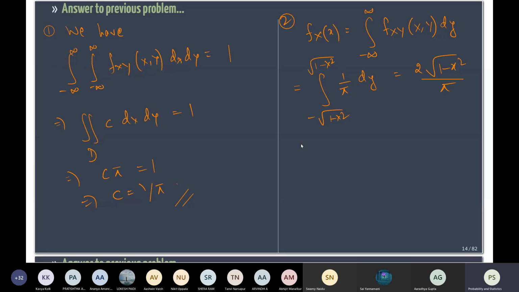Okay, so this is the marginal with respect to x, and then similarly by symmetry, y is nothing different, it is very similar. So by symmetry we can say that fY(y) is 2 square root of 1 minus y square by pi. Okay, so we got the marginals also.